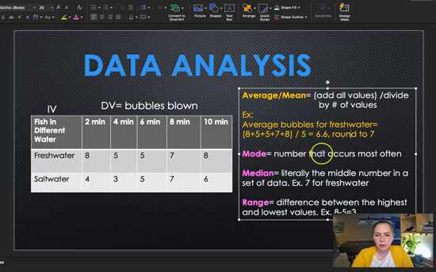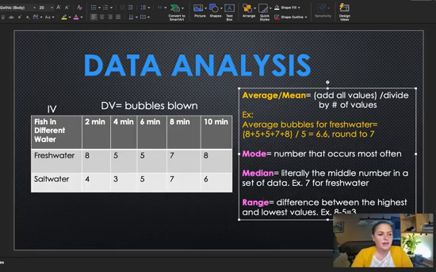You can also find the mode. That's the number that occurs most often. So in the case of the freshwater fish, it is 5. You can find the median. That's literally the middle number in a set of data laid out from minimum to maximum. And so in this case, it's 7. And then the range, we sometimes find that, and that's the difference between the highest and the lowest values. And so for the freshwater fish, that would be 8 minus 5, which is 3.